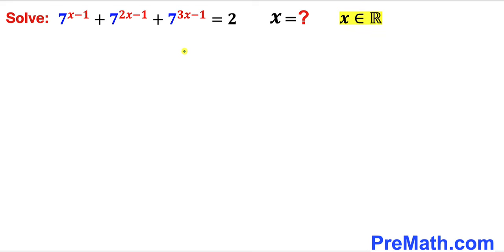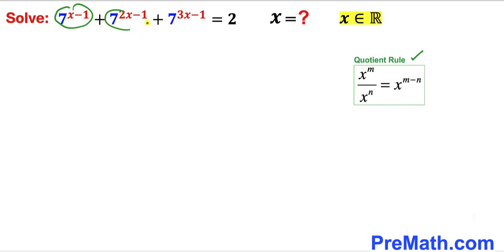Let's go ahead and get started, and here's our very first step. Now let's recall the quotient rule of exponents. If we have x^m divided by x^n, then we can write x^(m-n). And we are going to use this rule on all of these three terms on the left hand side.